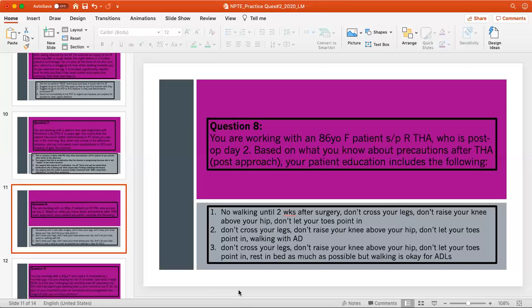And why are those things important as you're educating your patient? Because we don't want them to dislocate their new hip. Got it.